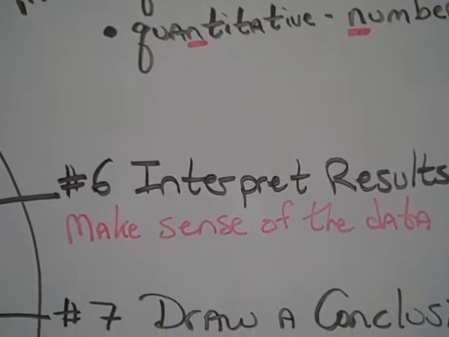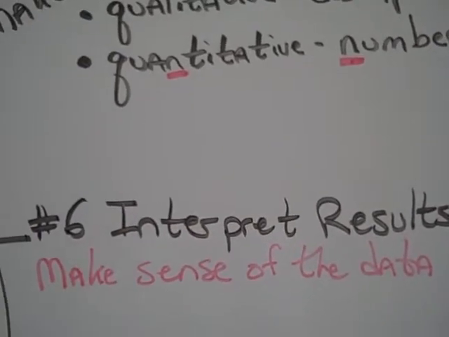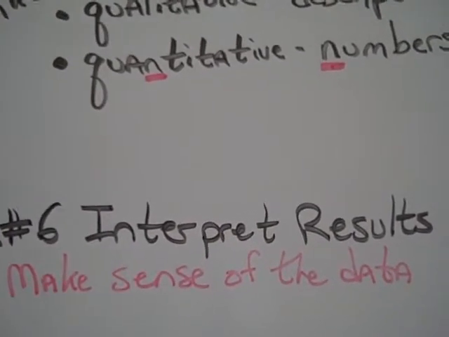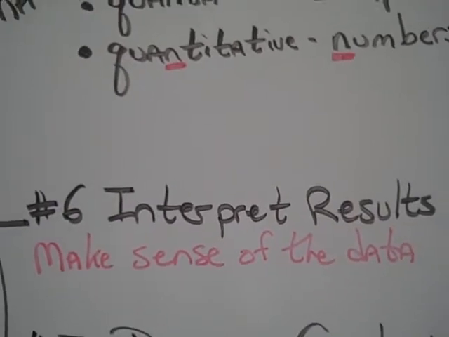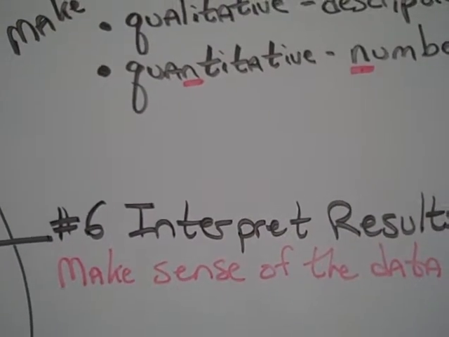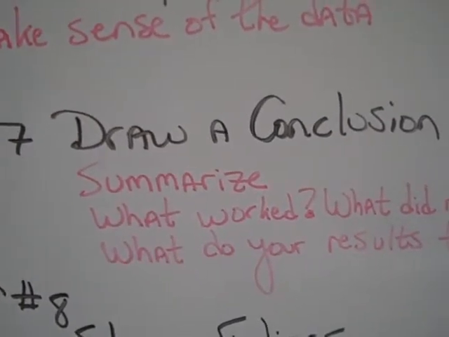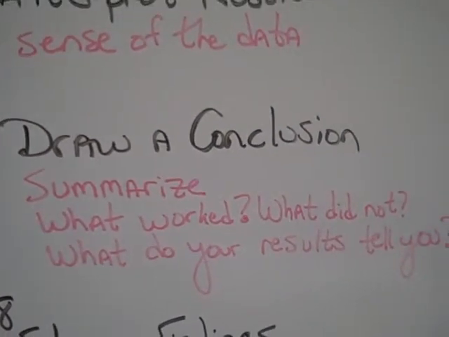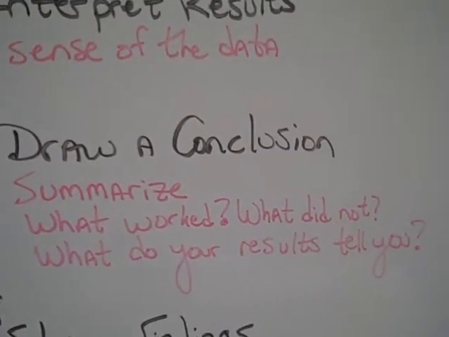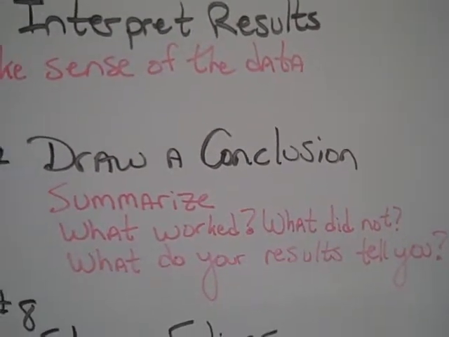In step number 6, interpret the results, scientists will make sense of the data that they received while carrying out the experiment. This is necessary in order to proceed to the next step, which is to draw a conclusion. Here, scientists will summarize the information and tell what worked and what did not. They will also say what the results mean to them.